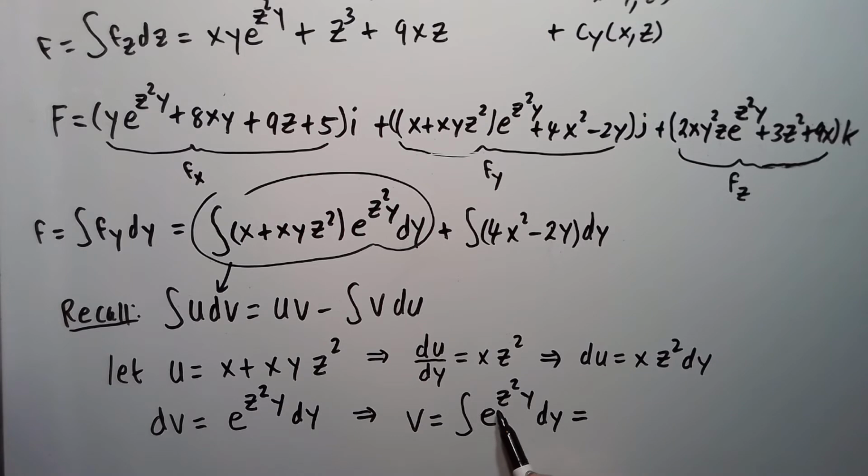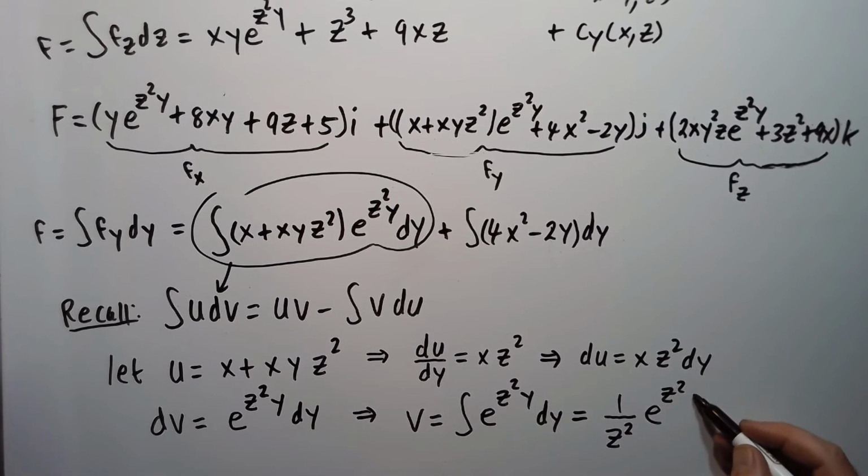Let the z squared y be the w, and go through it. I'll let you check, but if you go through that, you'll just end up with 1 over z squared e to the z squared y. Okay, so let's keep going. You can double check that this is the integral, because if you took the derivative here, the z squares would cancel. Okay, so let's keep going.